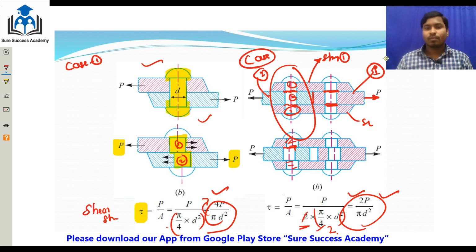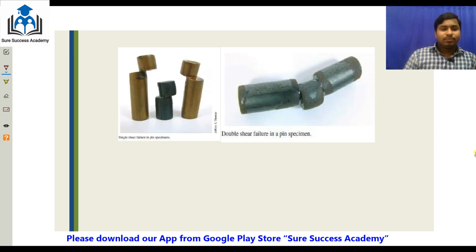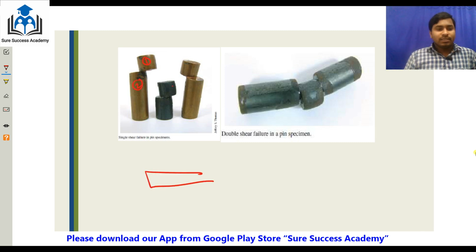Now just to see, this is called single shear. Because of single shear, it will become two pieces. This is single shear like this. I will draw it here.